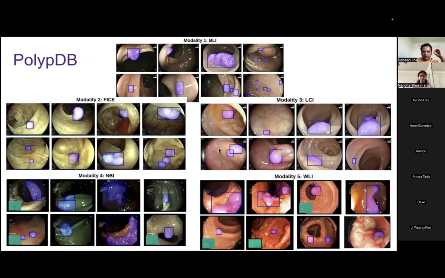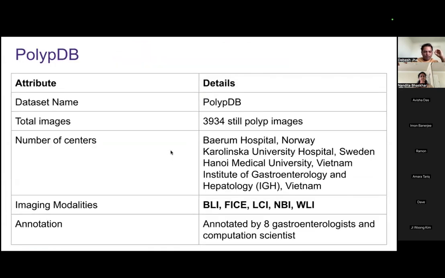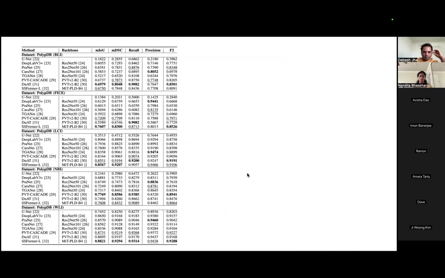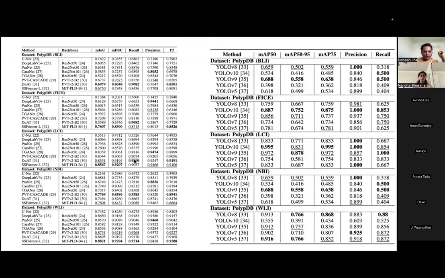So in order to develop a generalizable model, I think we need images from all the modalities. We have made this dataset public, and the dataset consists of 3,934 still polyp images from four different centers, that is Bærum Hospital in Norway, a hospital in Sweden, and also two centers from Vietnam. It contains images from these modalities, and it was annotated by a group of 8 gastroenterologists and some computational scientists.